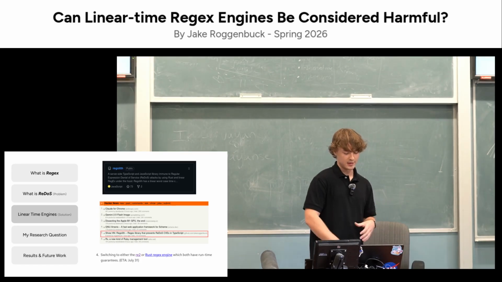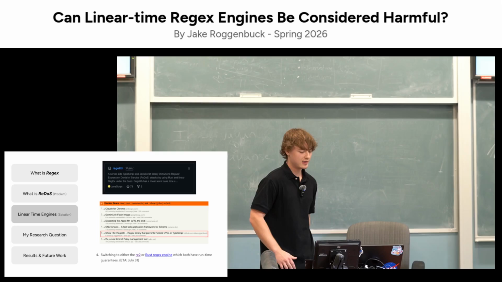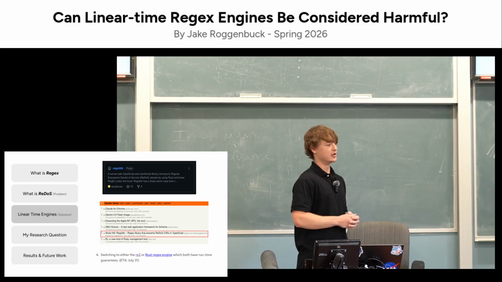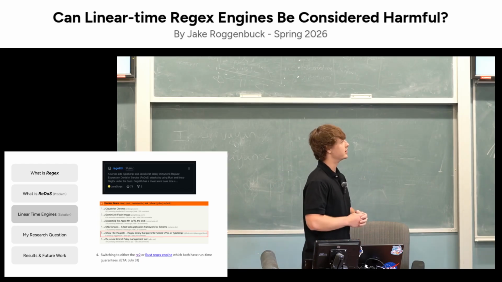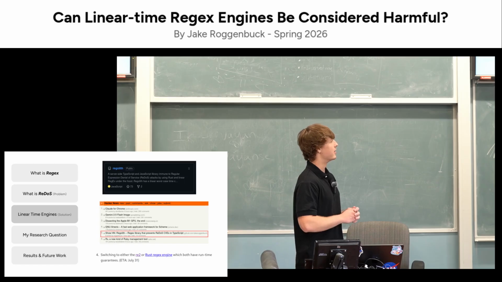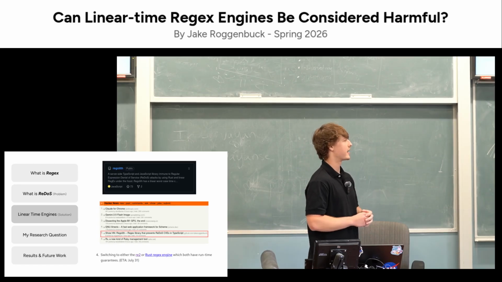So that brings us to some of the linear time engines. Google made theirs called RE2, and at the bottom we can see this is actually what Cloudflare decided to do to fix their solution. They say, oh, we're moving to RE2, which is the Google library, and then also moving to the Rust regex engine.